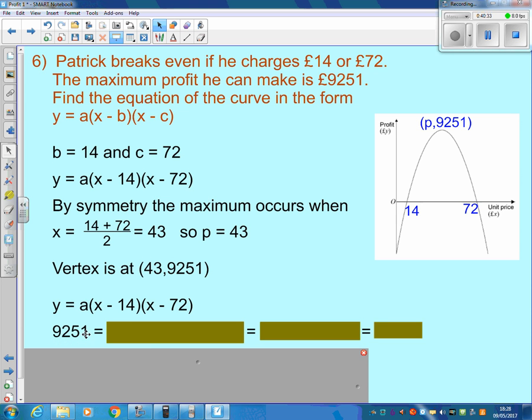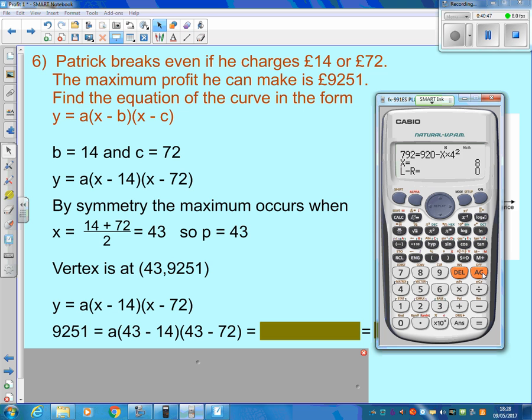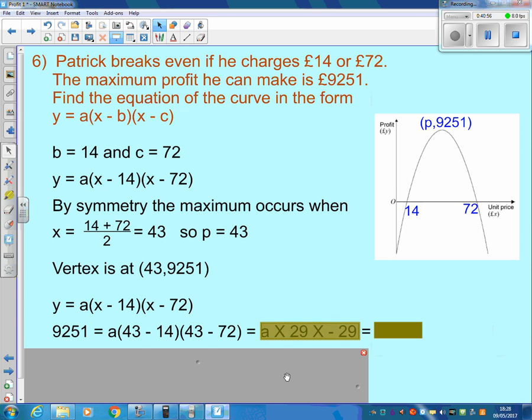Instead of y, 9251. Instead of x at each point, 43. There we are, 43 is in there. I want to find a. Okay, well, I can work it out. 43, take away 14. That's coming to 29. That bit comes to minus 29.